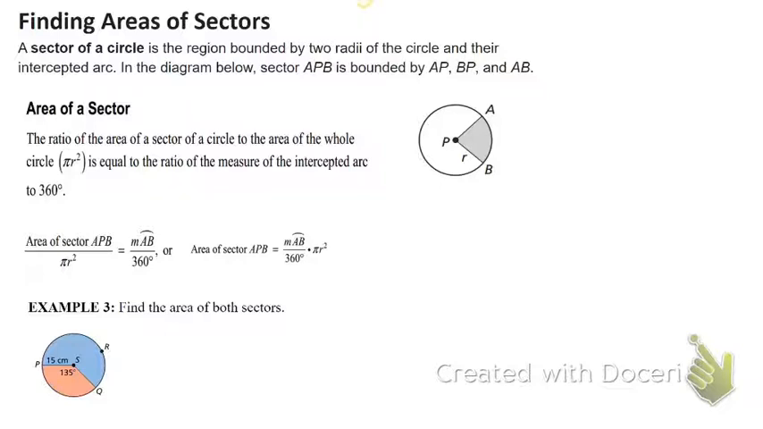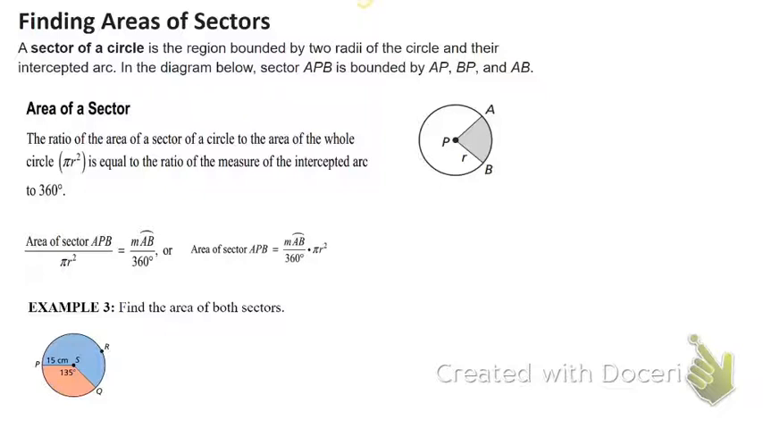So the ratio of the area of the sector of a circle to the area of the whole circle is equal to the ratio of the measure of the intercepted arc to 360 degrees. This is really just saying whatever fraction you have of the arc of the circle, then you have that same ratio, that same fraction, of the area of the circle.